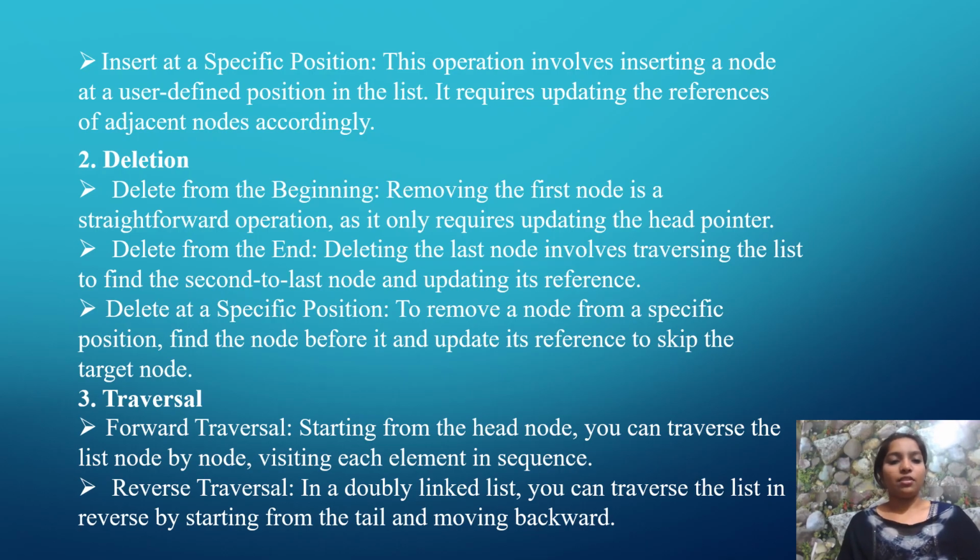Next one is traversing. There are two types of traversing: forward traversal and reverse traversal. Forward traversal means from the starting, meaning head, to the next node until it will be null. In this manner the traversal will be done. Reverse traversal is only done in a doubly linked list, and we will traverse the list from tail to head.